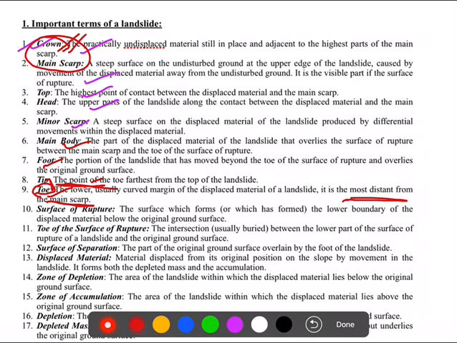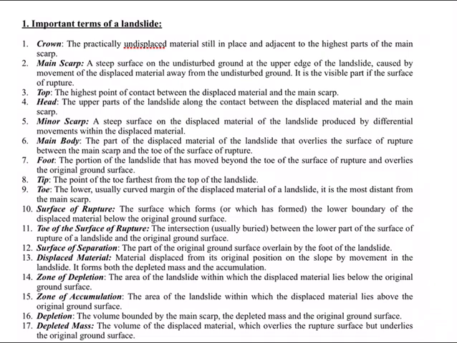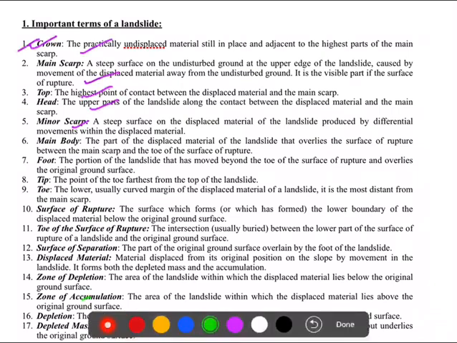The tip lies in the toe. They are not separate. The tip usually lies on the toe. Just consider it as your foot: in your foot you can see there is toe and there is tip, so tip is within that toe. Then you will get surface of rupture. You can pause the video and go through it one by one, or note it down. You will get all these definitions, and zone of accumulation is also there.